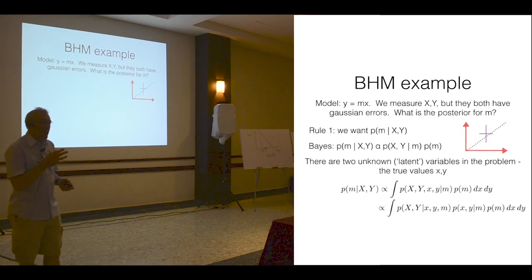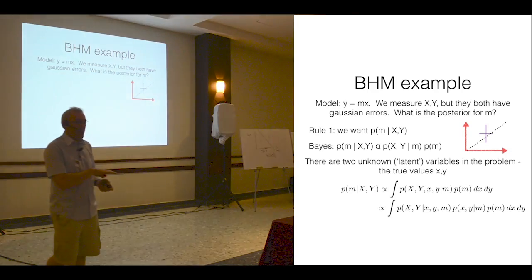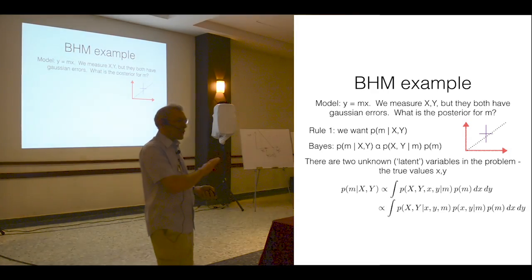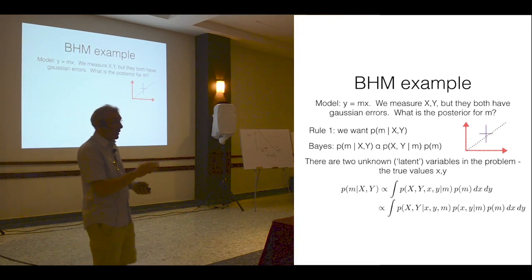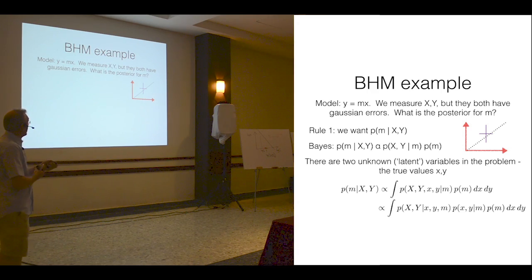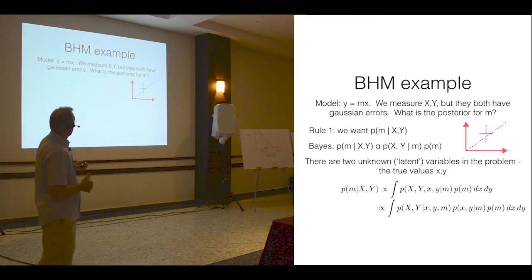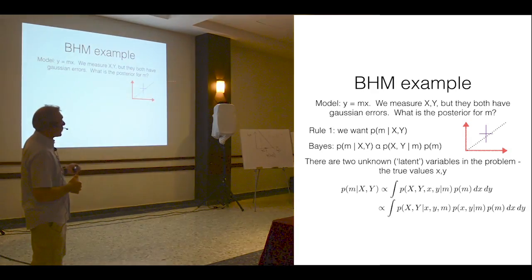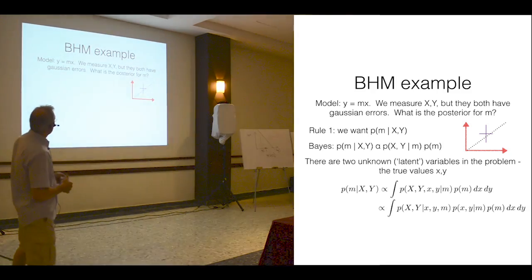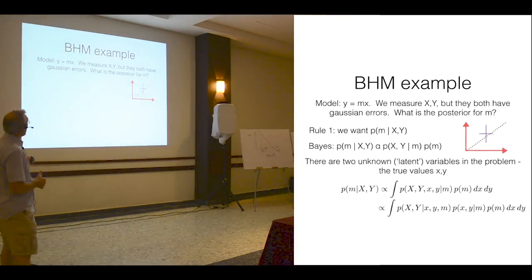What I want to do now is to give you a relatively simple example of a Bayesian hierarchical model and go through it step by step and show how we would solve it. And then after that, I'll give you some examples of the more complicated Bayesian hierarchical models that we use in practice. So let's just take a very simple problem and say that we measure the x and y coordinates of a point, and we have a model that says that there's a straight line relationship between x and y.